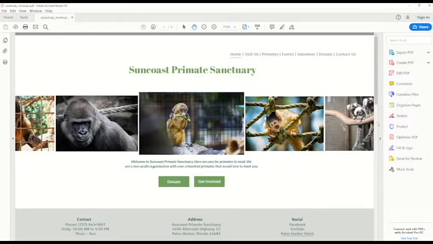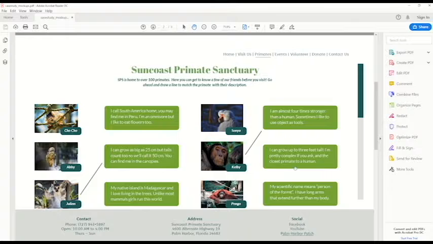And there's also supposed to be a carousel feature. So if they were to slide their mouse to the left or to the right, it would be a slow animation of going through the images that are available. And then as we scroll on down, this is the primates page, originally the Our Animals page, and here is an interactive matching game.